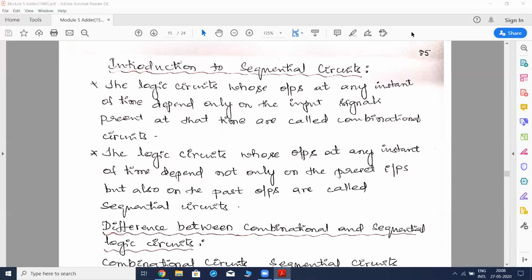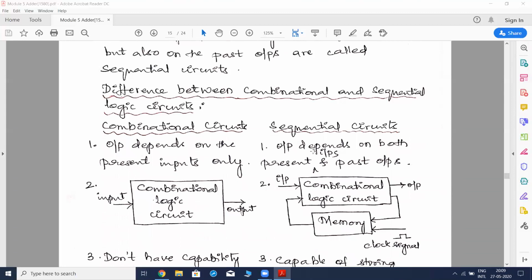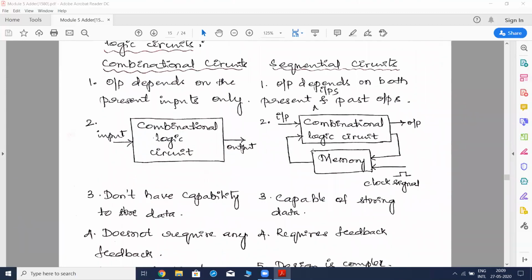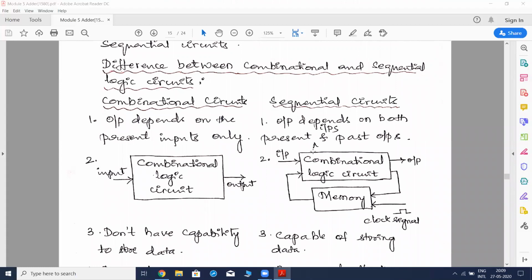Let us see once again what a sequential circuit is. A logic circuit whose output at any given instant of time depends not only on the present inputs, but also on the past outputs. Such circuits are called sequential circuits. Whatever circuits we are going to discuss from now onwards are all sequential circuits. For example, latches and flip-flops are all sequential. Counters and shift registers are also examples of sequential circuits.